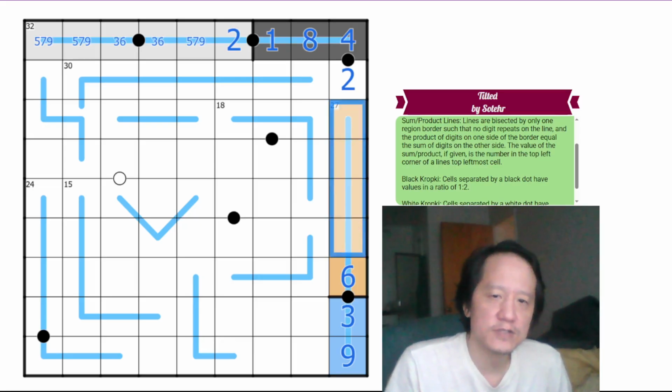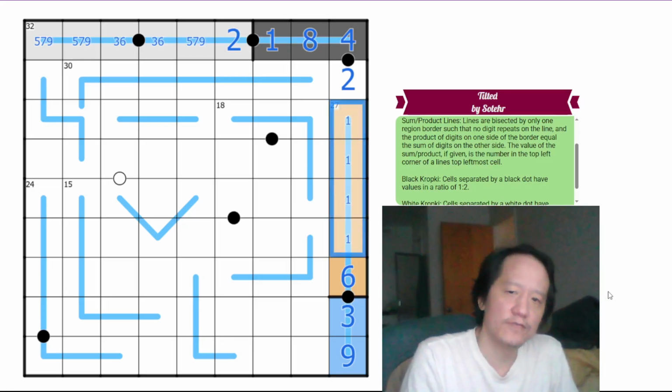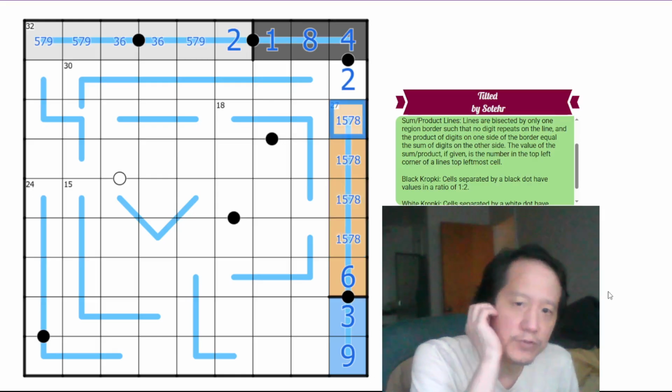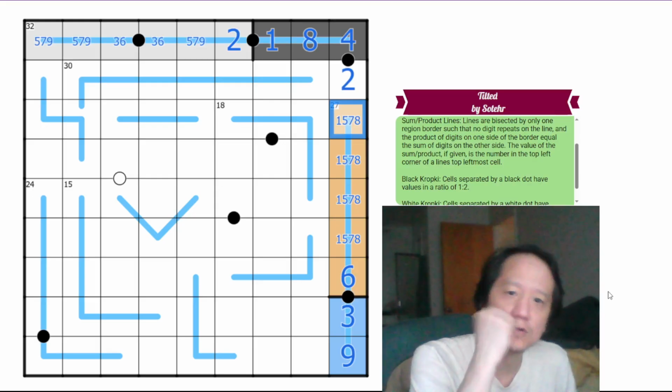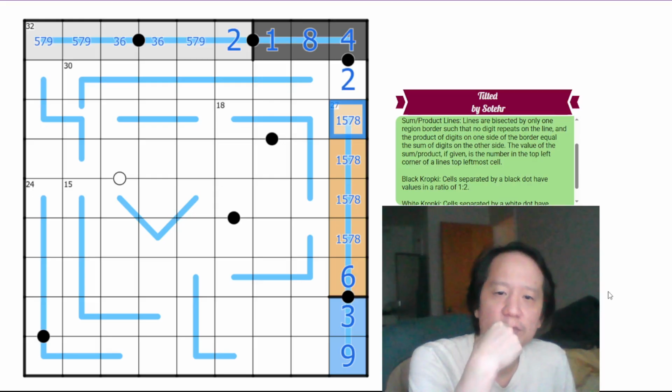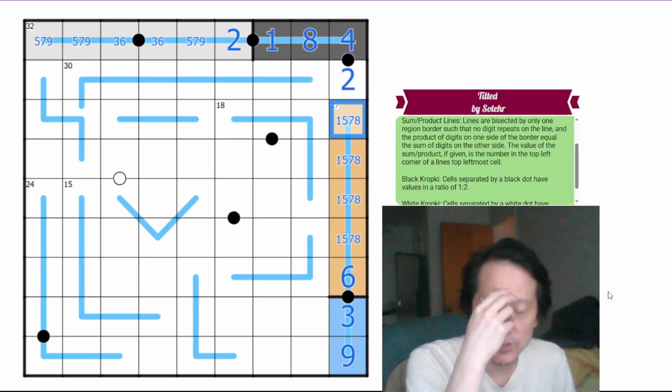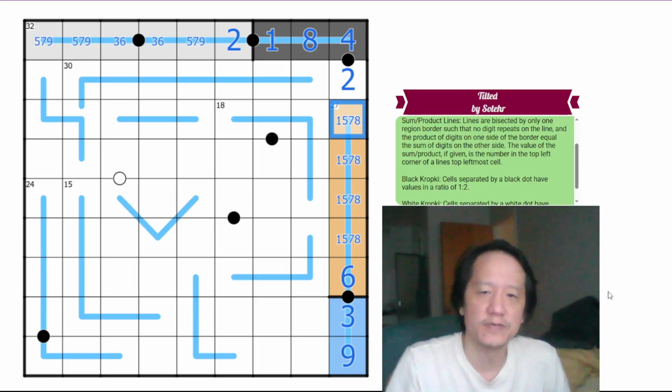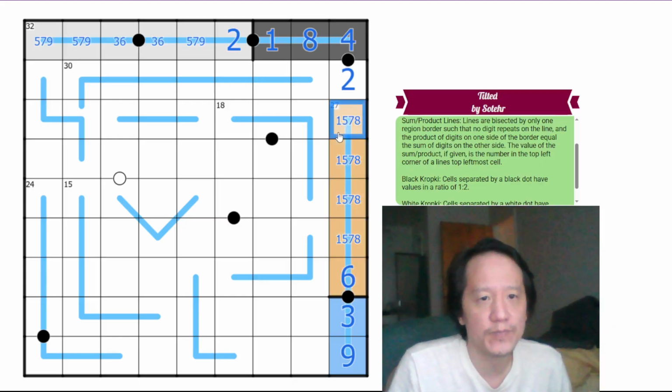The rest of these digits are 1, 5, 7, 8. 5, 7, 8 adds up to 20, and 1 and 6 add up to 7. So that does add up to 27 there. Okay, so we have that.